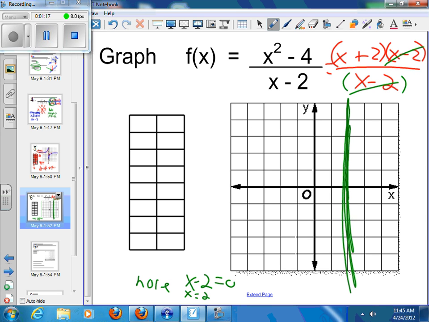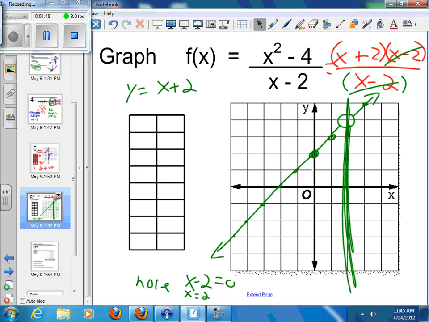So once I cancel out the x minus 2's, then I just have left basically y equals x plus 2. And if I have x plus 2, that's going to be a line. The y-intercept is going to be 2. The slope is going to be 1. There's my hole. And then I can draw my line up to my hole, and then past my hole.